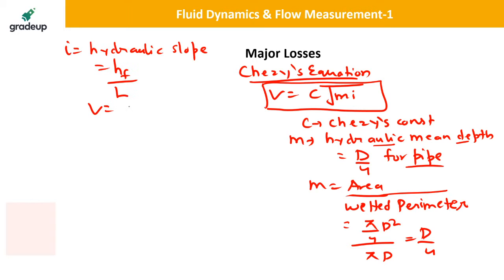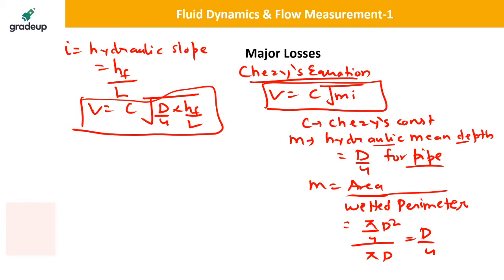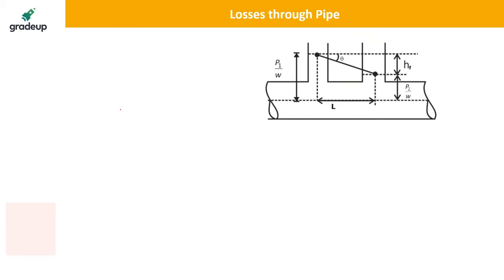If you put the value, you'll be getting C, V is equal to C under root D by 4 into HF by L, where HF is the major head loss due to friction. So by using this formula, you can find the major head loss due to friction. Okay, clear everyone? So this is how you'll be finding the value of head loss due to friction by Chezy's formula. This is D by 4 into HF by L.